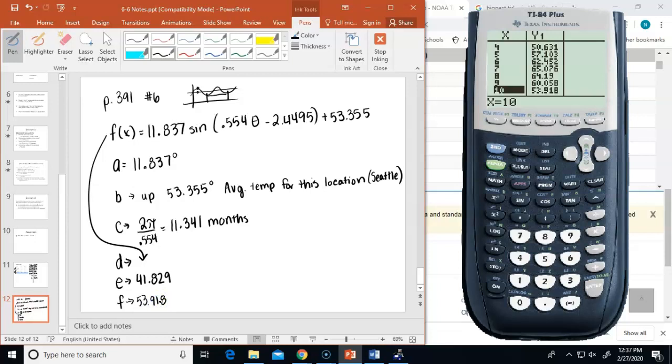And if you look at the table, October was actually 54. That's pretty close. If you look at February, it was actually 44. It's a little bit further off. So that might tell you that maybe it was cooler in February, which is why it's not fitting quite as well.